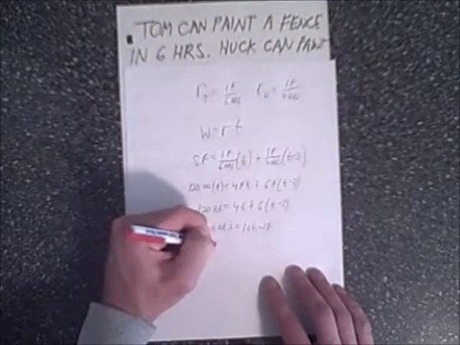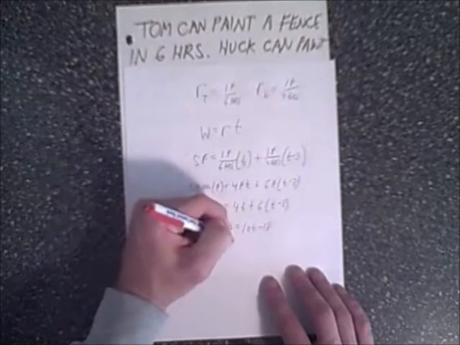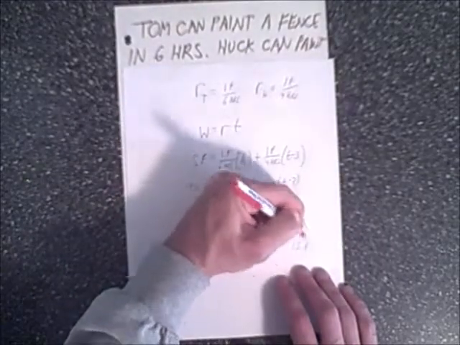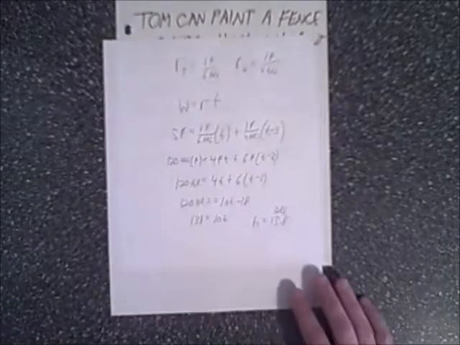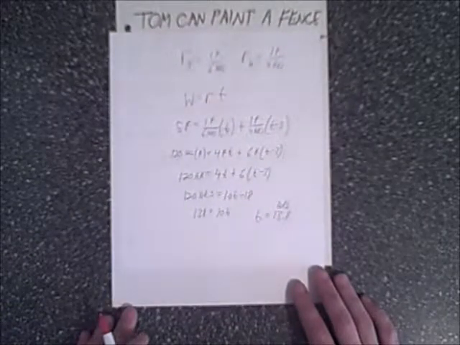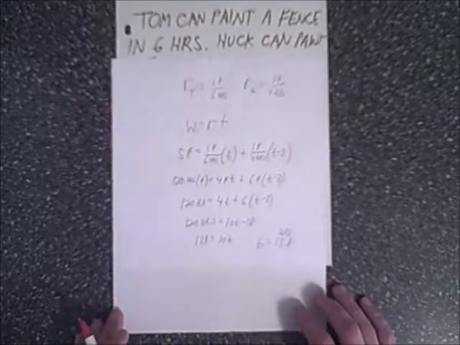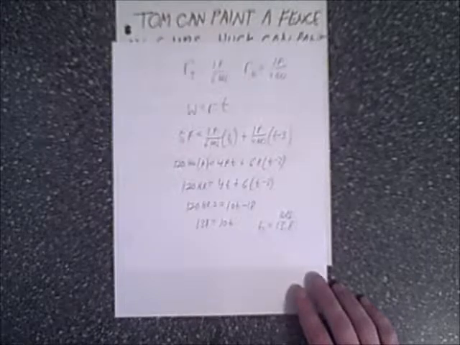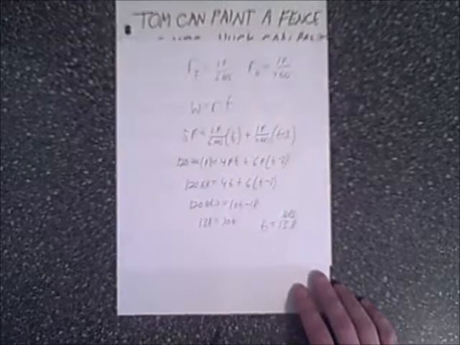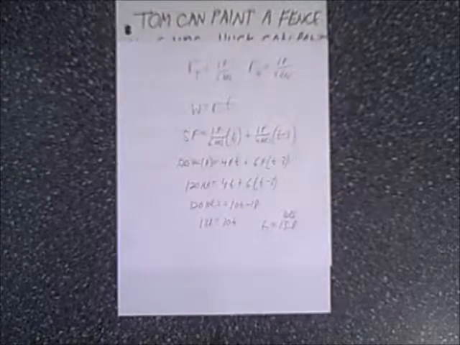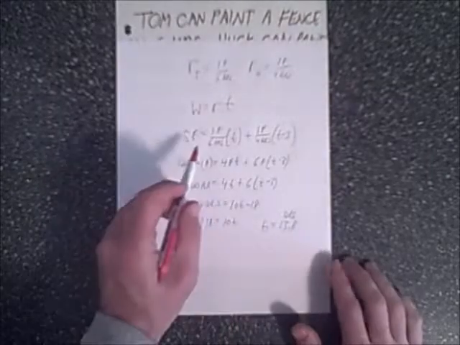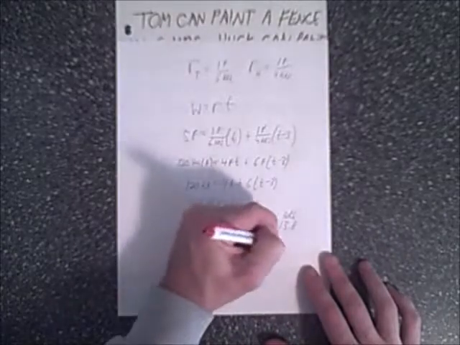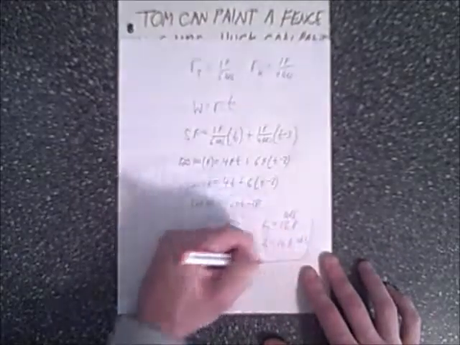Therefore, 138 equals 10t. So the new time will be 13.8 hours. If you recall, in our other example, it took 12 hours together. But if Huck shows up 3 hours late, it's going to take them 13.8 hours working together to make up the difference of his being 3 hours late. So basically, Tom is going to be working 13.8 hours, and Huck will be working 10.8 hours.